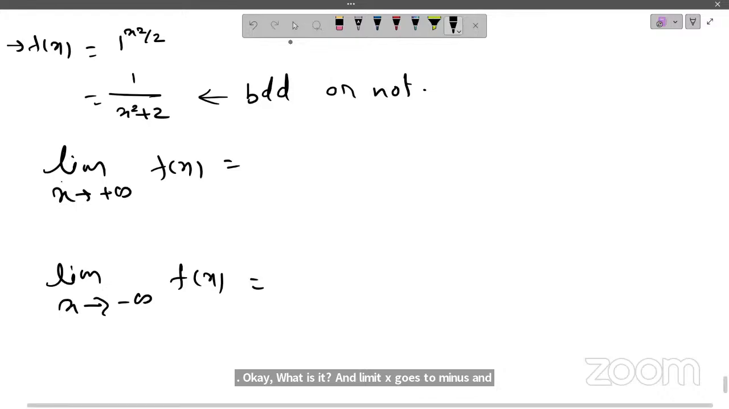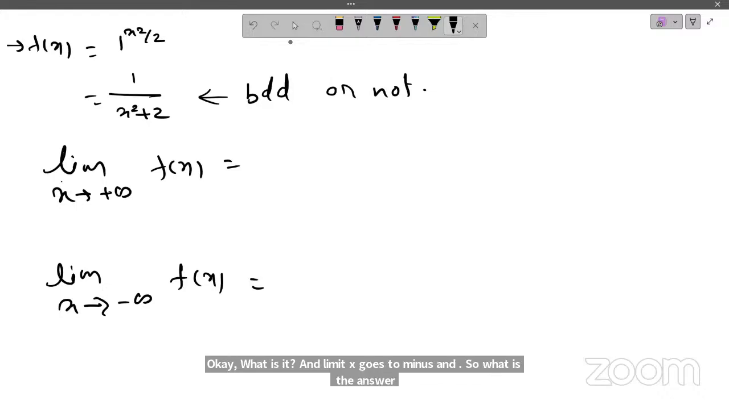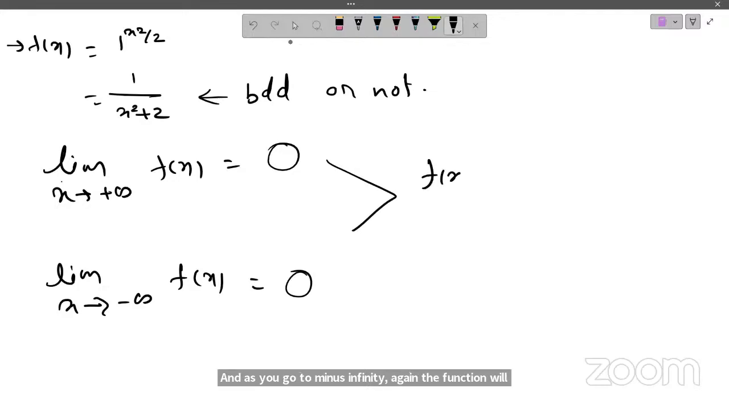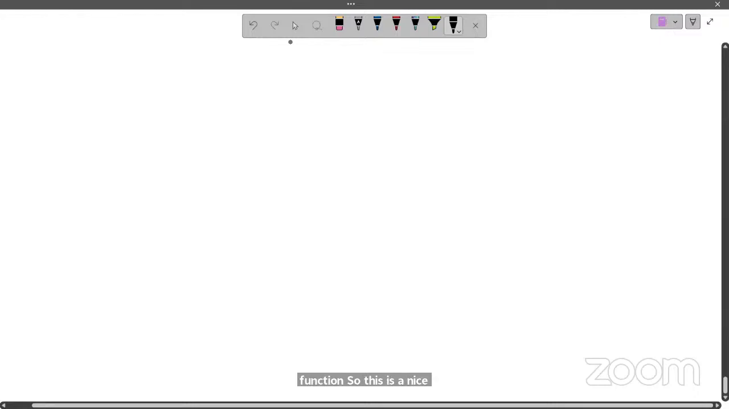So what is the answer? Limit x goes to plus infinity: 1 by infinity, so 0. Minus infinity: 1 by infinity, again 0, right? That means as x approaches plus infinity, the function will not go above 0. And as you go to minus infinity, again the function will not go below 0. So in this case, we say that the function f(x) is bounded. This is a nice thing. I'll just write it down.